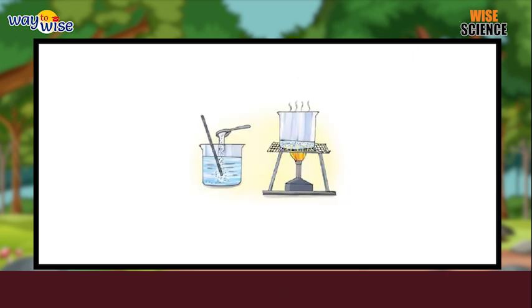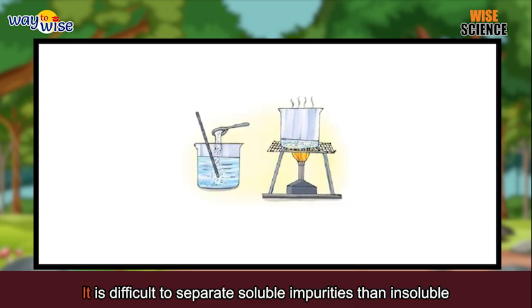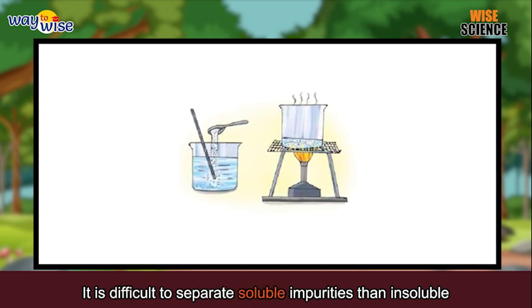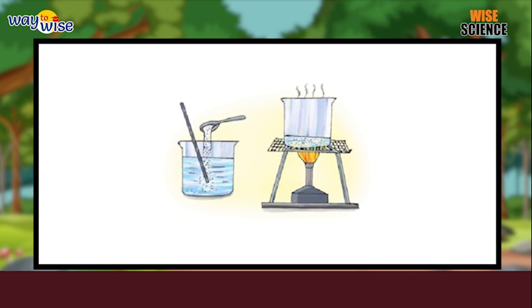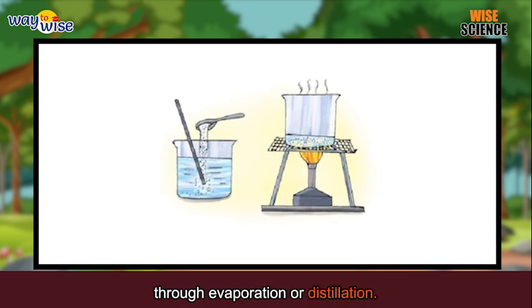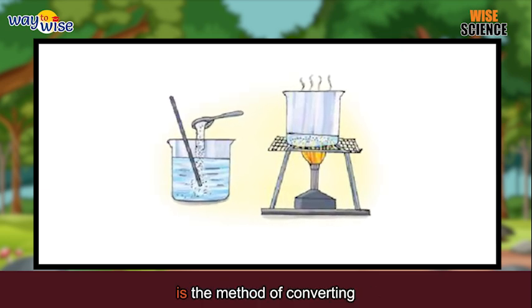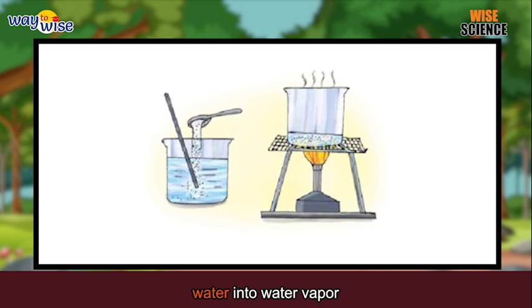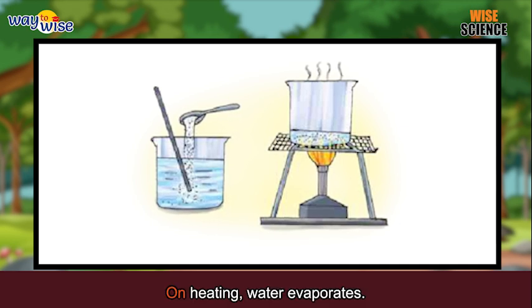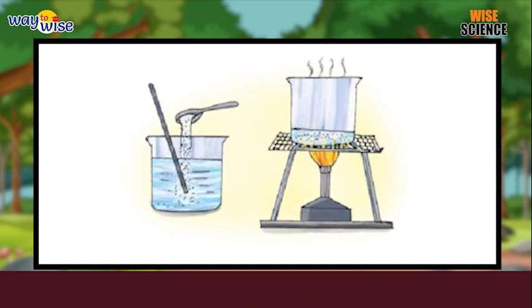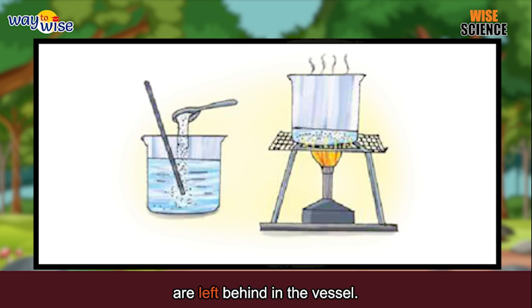Removal of soluble impurities. It is more difficult to separate soluble impurities than insoluble impurities. These are separated through evaporation or distillation. Evaporation is the method of converting water into water vapor through the heating process. On heating, water evaporates. The dissolved impurities are left behind in the vessel.